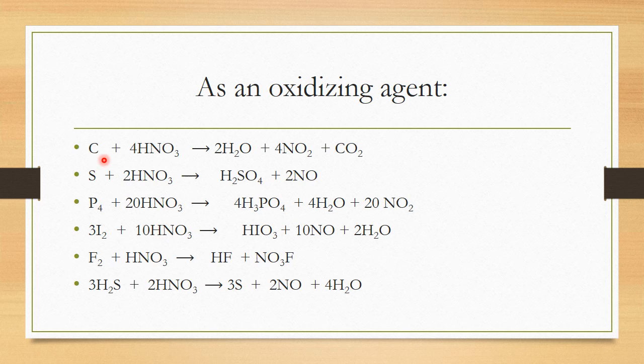So oxidation means addition of oxygen. So carbon is getting converted into carbon dioxide, sulfur into sulfuric acid, and phosphorus into phosphoric acid, etc. So the non-metal is getting converted into the respective non-metallic oxide. For that, this nitric acid can be utilized.